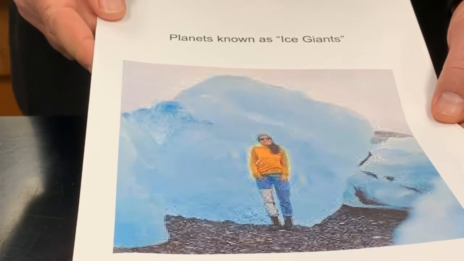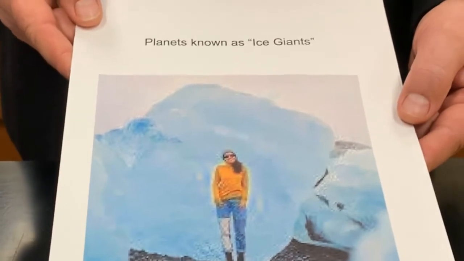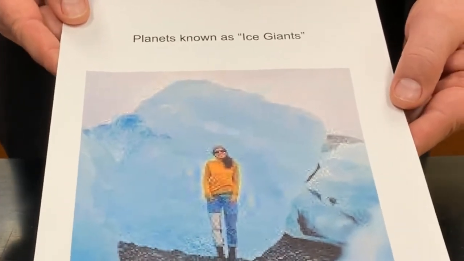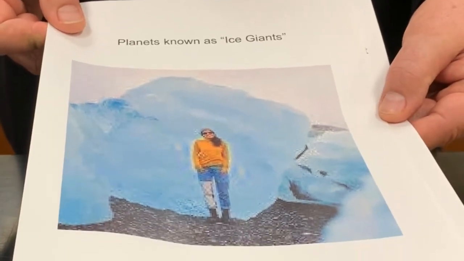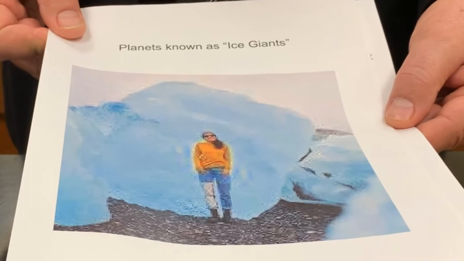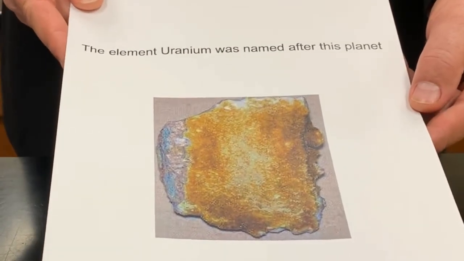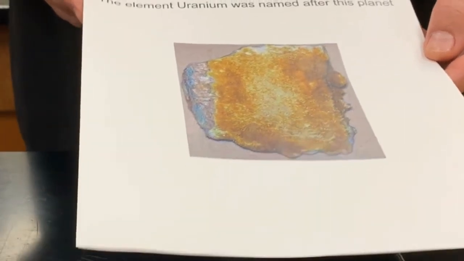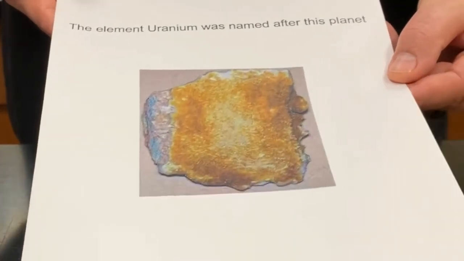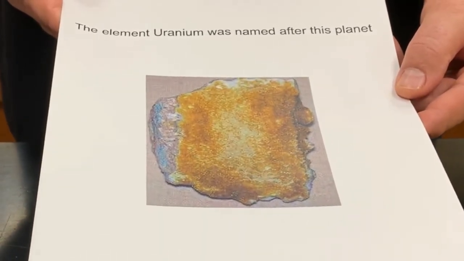Now we have the planet that is known as an ice giant. And actually, our twin planets of Neptune and Uranus are both known as ice giants. Large iceberg out there revolving around the sun in space. And lastly, the element uranium was named after this planet. This is an easy one. Of course, that's Uranus. So that wraps up our review activity today and our lesson on the planets of Neptune and Uranus.